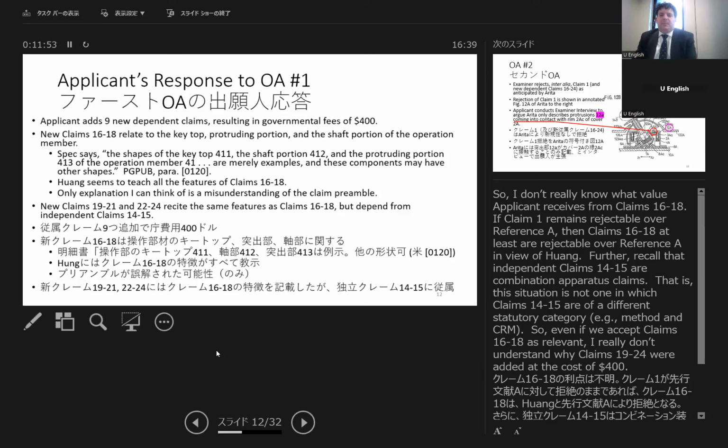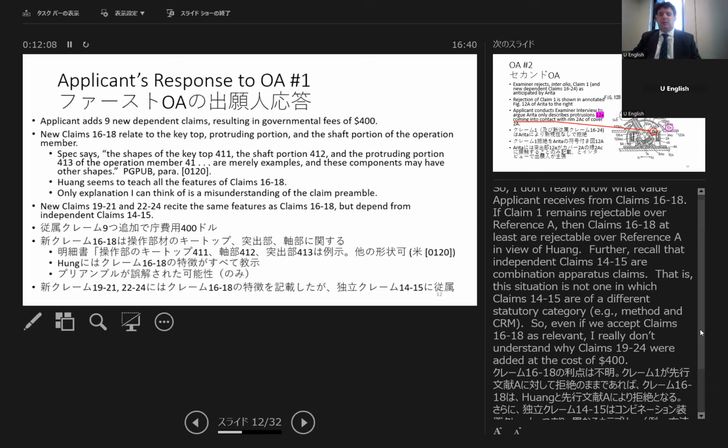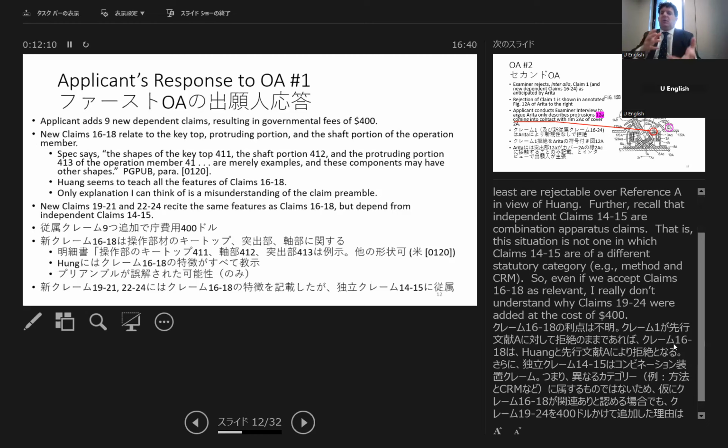They've paid some money. If claim 1 remains rejectable over some new reference, we'll call it reference A, then 16 through 18 at least are rejectable over reference A in view of Huang. Right? We already know that Huang teaches these elements, so unless this case is allowed, these claims are just going to get rejected.